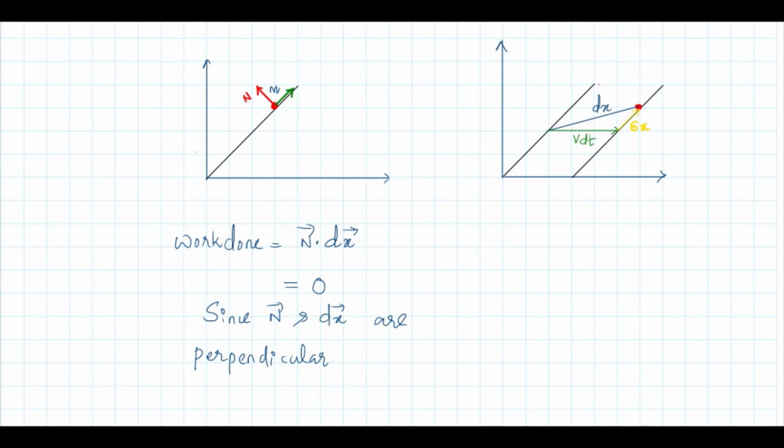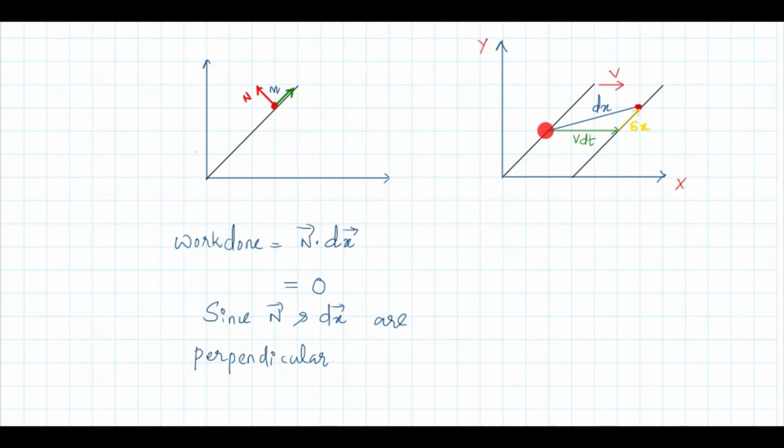Okay. Now consider another case. The rod itself is moving towards right with some velocity v. And the bead is moving along the rod. The first case, the rod is fixed. The bead is moving along the rod. Second case, the rod itself is moving parallel to x-axis with velocity v. And the bead is moving along it.